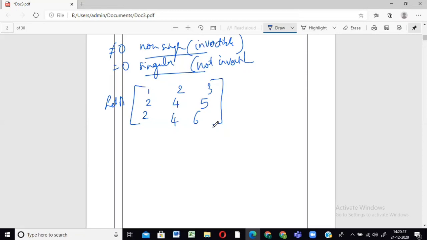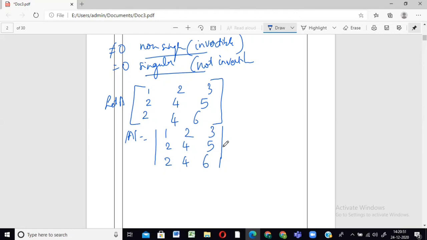All right. So now we are of course going to find out the value of the determinant, correct? So determinant A will look something like this: 1, 2, 3, 2, 4, 5, 2, 4, and 6. Now, before calculating the value of this determinant, ये determinant find करने से पहले, this is a 3 order, right?